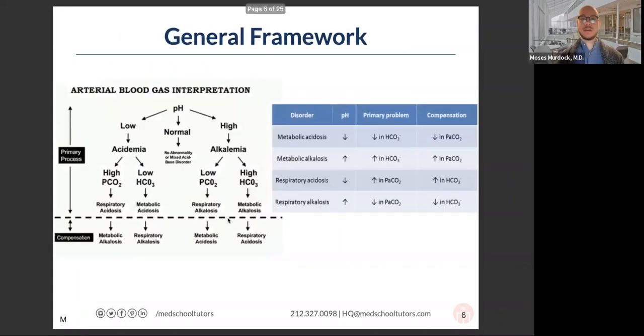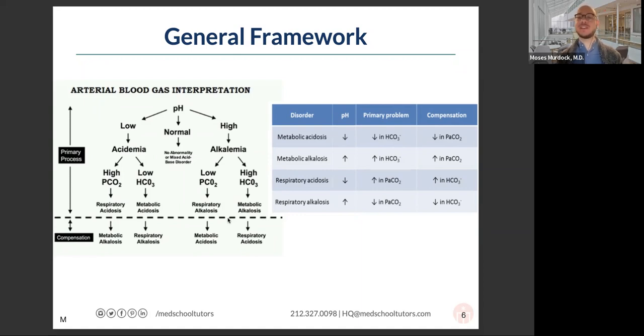Awesome. All right, so this is just a graphical representation of everything that Joe was talking about. The first level of analysis is just look at your pH. 7.4 is your standard, that is a normal pH. If it's less than 7.4, you are in acidemia land. If it's greater than 7.4, you are in alkalemia land. And after that, you're trying to determine, is the primary process driving this acid-base disorder a problem with the CO2? In other words, is it respiratory, or is it a problem with handling of bicarbonate, which would make it metabolic?